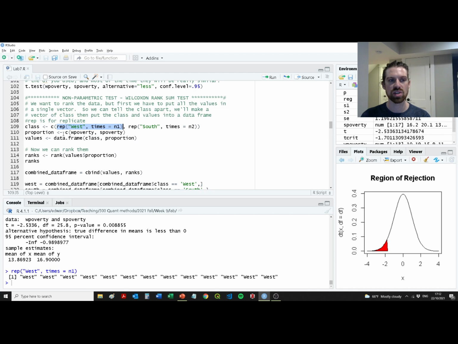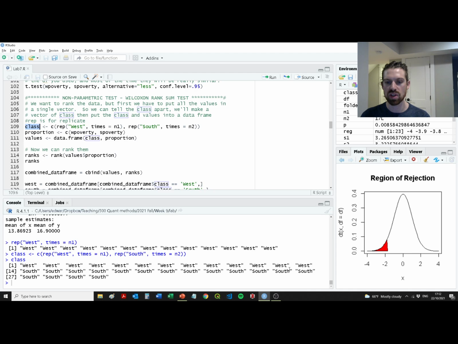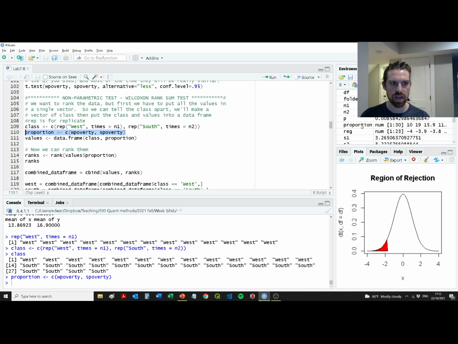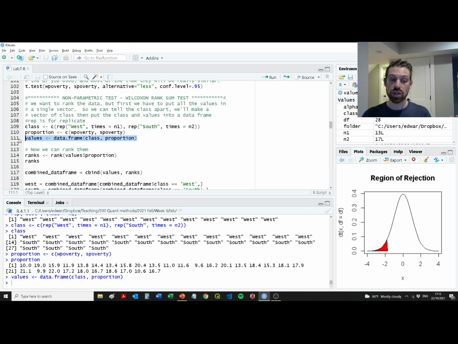repeat this here. This is saying let's repeat west here, the number of times equal to the number of samples. We're going to concatenate these results into a single vector. So when we get class, this is just literally the number of times that we've told each one of these to be replicated for west and south. And then we can take the proportion here for those two different values. So these are the proportions of the poverty rates, and then we can combine them using that data.frame function that we've used previously, and it just places them all within a data frame called values.